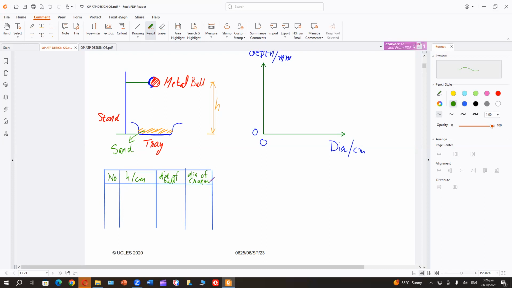So height should remain constant, and the diameter of the ball and the diameter of the crater. Then you drop them one by one, and then you can tell the examiner to make a graph.